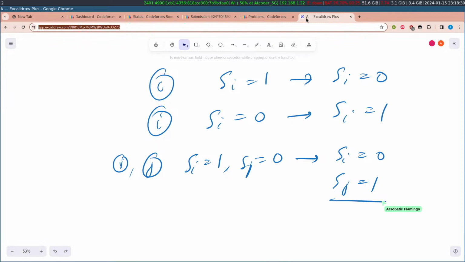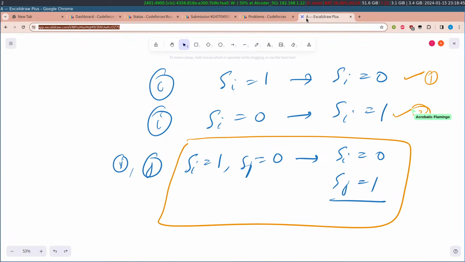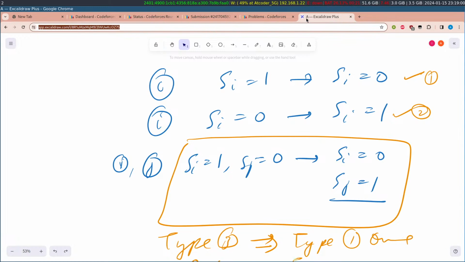So if we look at it, what we can see is that an operation of the third type is equivalent to doing operation 1 one time and operation 2 one time. So basically, operation type 3 once is equivalent to type 1 once and type 2 once.